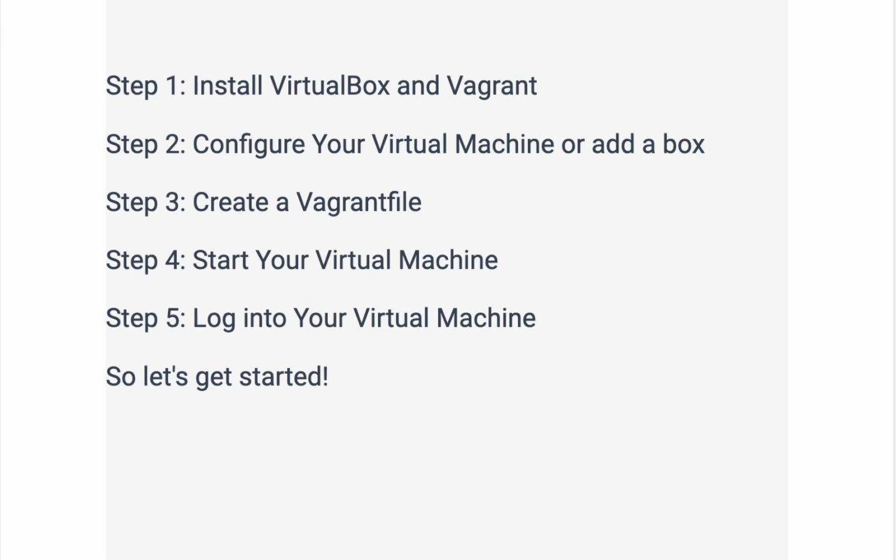environments. So I've mapped out 6 steps which you're going to follow in order to achieve this. The first step is to install VirtualBox and Vagrant. The second step is to configure your virtual machine, or add a pre-configured box. The third step will be creating a Vagrantfile. The fourth step is going to be to start your virtual machine. The fifth step will be to log into your virtual machine. And the final step will be either to stop or totally destroy your virtual machine.